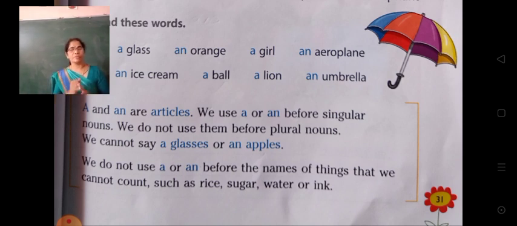Again listen one more time. A, an and the are called articles, and we have to use an before a vowel sound, and we have to use a before a consonant sound, and the use of the we can learn later. These are some of the things related to articles. The remaining topic we can learn in the next class.